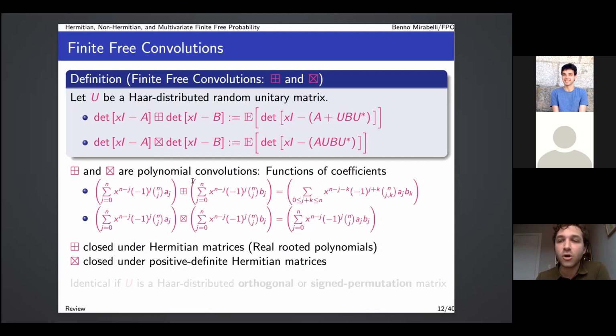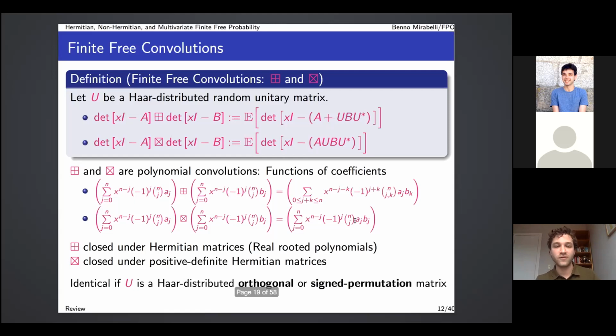And even more amazingly than the fact I can define it that way, is that they actually define polynomial convolutions. What I mean by that is, given the coefficients of my original two polynomials, a direct function of those coefficients gives me the coefficients of their finite free additive convolution, or in this case, the coefficients of their finite free multiplicative convolution. So I don't need to ever find the roots of these two polynomials. I can just get straight from the coefficients to the coefficients.